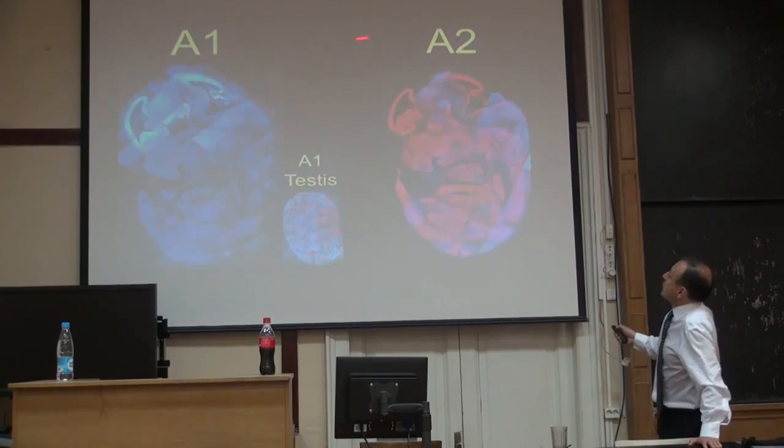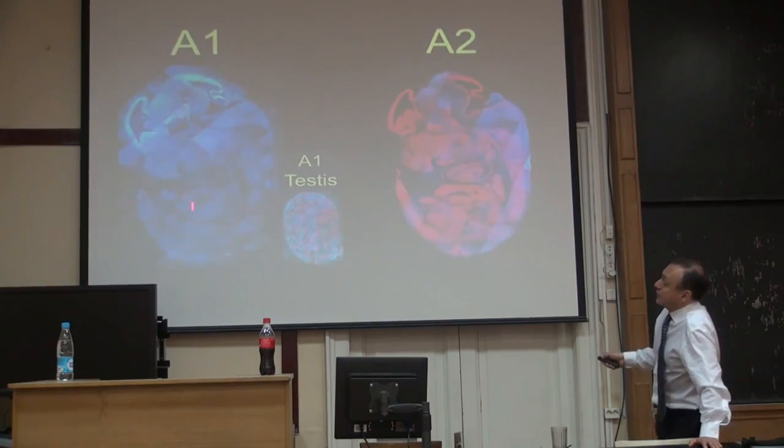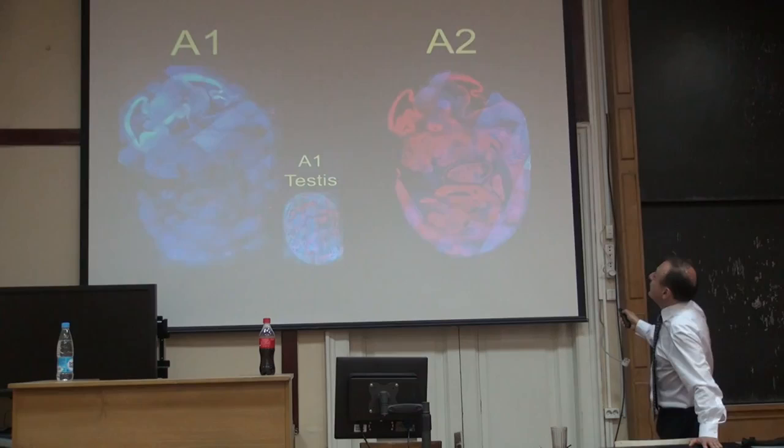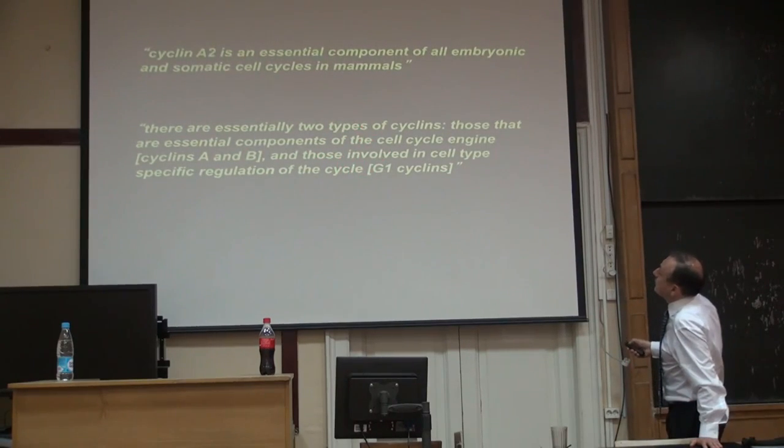And Ilona actually did in situ hybridization. This is staining of the embryo, where again the red signal is positive. So this is the signal of the embryo. There is no cyclin A1. This is testis for control, which expresses a high level of cyclin A1, and this is the embryo, which expresses a high level of cyclin A2. So this is from a review written by a very prominent cell cycle person, who said that cyclin A2 is an essential component of all embryonic and somatic cell cycles in mammals.